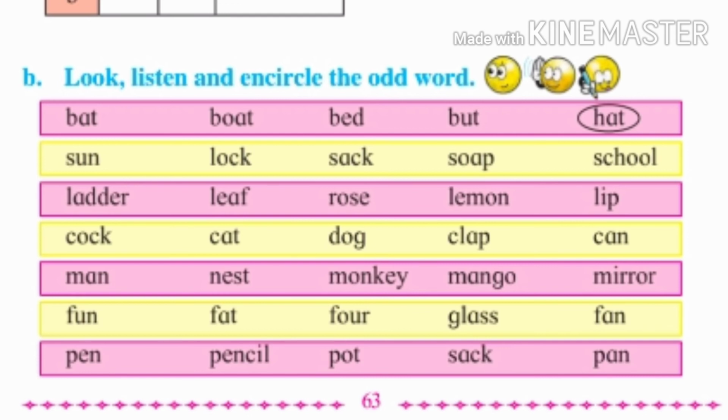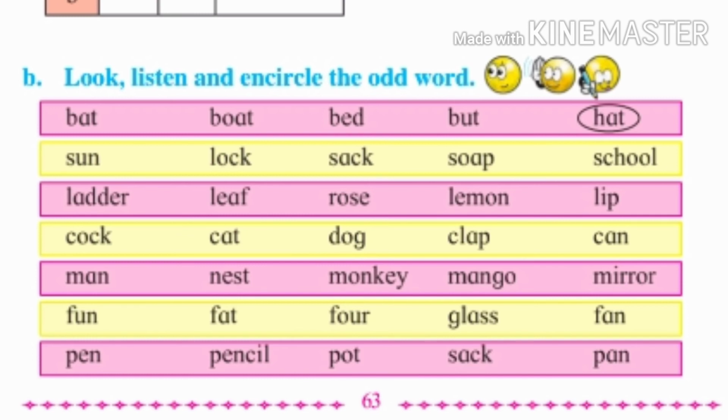When we come to the fourth column, here also some words are given. We can read them. Cock, cat, dog, clap, can. You can observe that all words start with C except dog. Dog starts with D, so the odd word is dog. We have to circle dog.